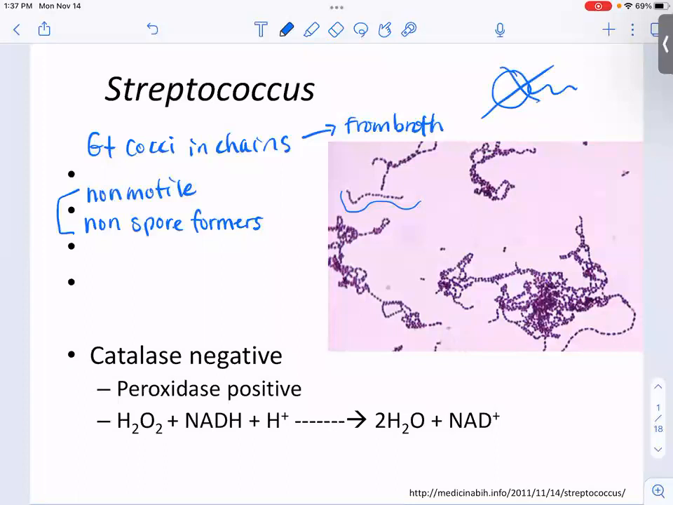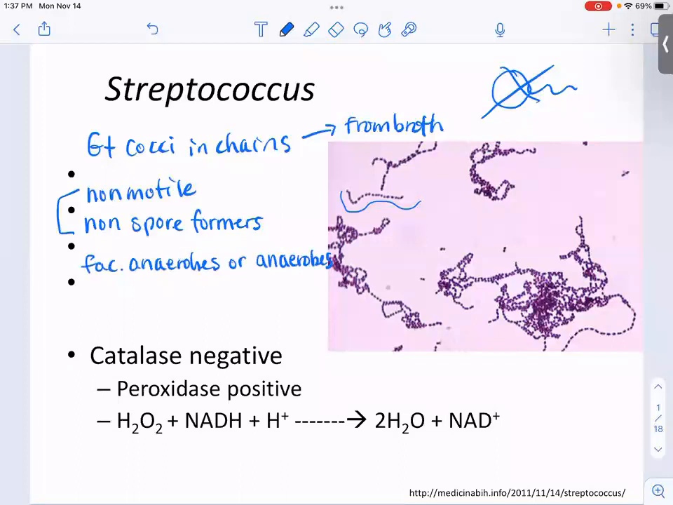And spore formers are usually rod-shaped organisms. There may be an exception there as well. Okay, so non-spore formers, they are either facultative anaerobes or true anaerobes. There's some variation within the genus. All the ones that we work with in lab are facultative. It's too hard to work with a strict anaerobe in a beginning microbiology lab.